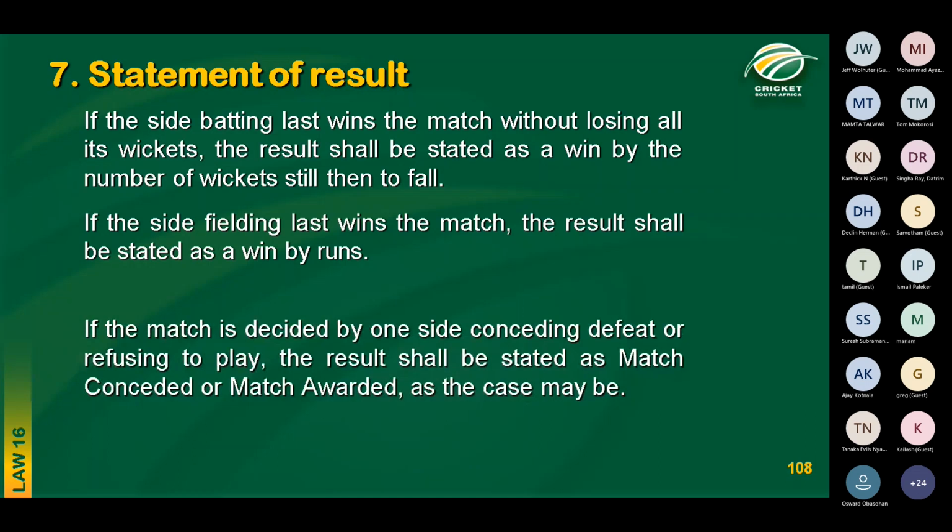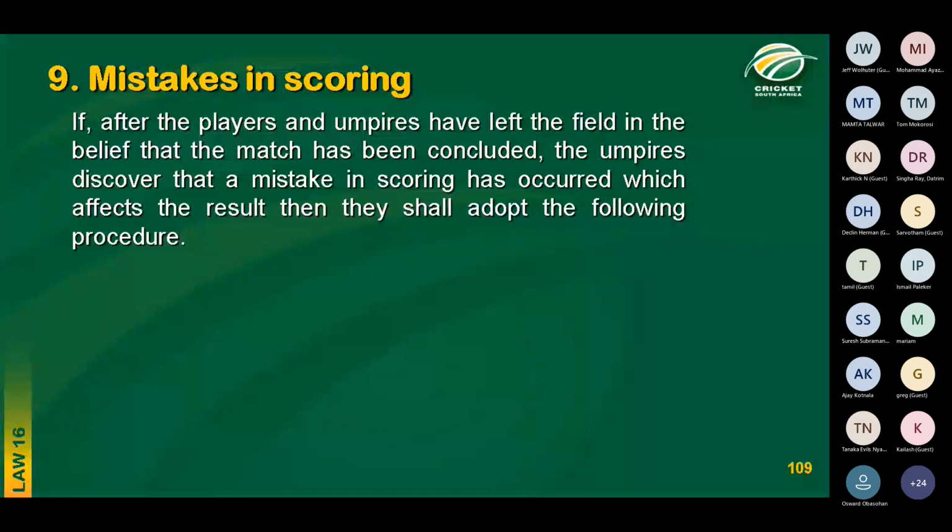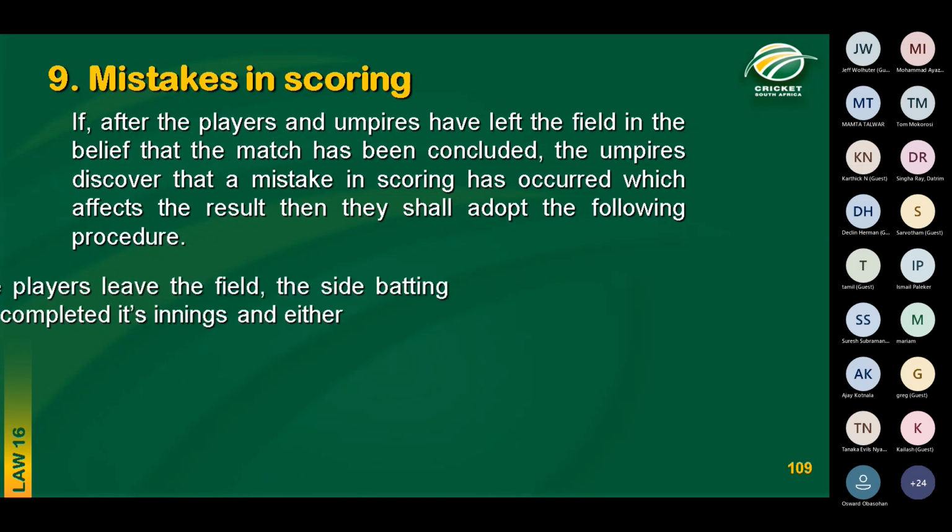So what happens if there is a mistake in scoring? After the players and umpires have left the field of play, and they believe the winning runs were scored, the scorer tells them, oops, we've made a slight calculation error. Actually, side B needs to score 4 more runs to win the game. So what do you do then?